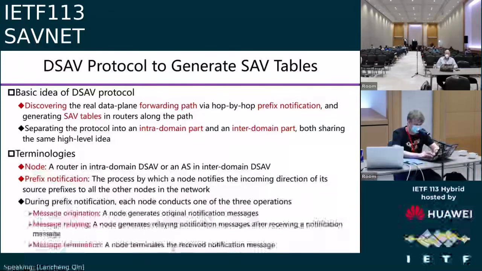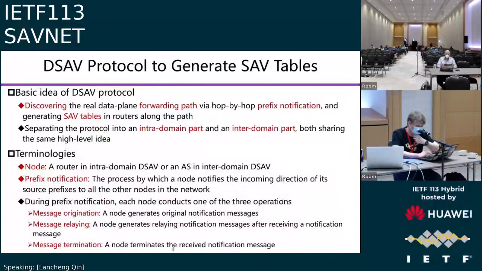Here, we list some terminologies. The node is a router in intra-domain DSAVE or an AS in inter-domain DSAVE. The prefix notification means the process by which a node notifies the incoming direction of its source prefixes to all the other nodes in the network.